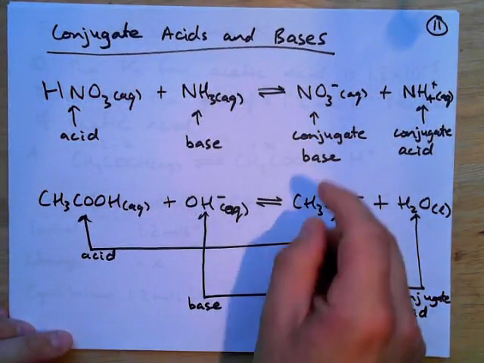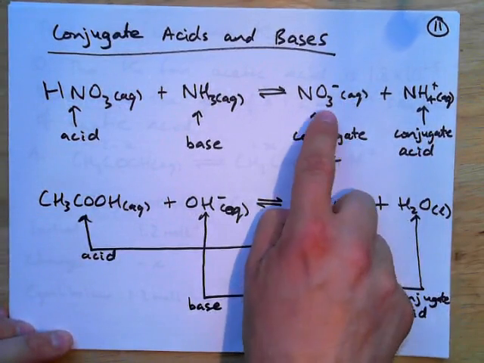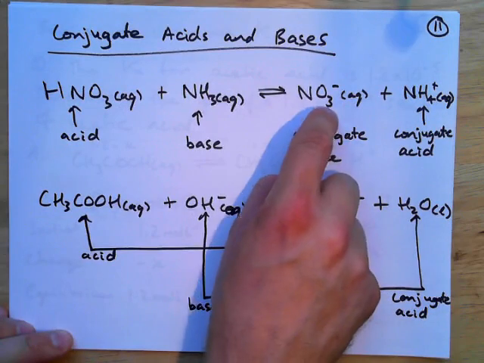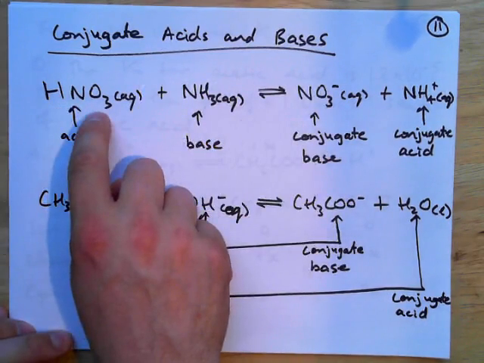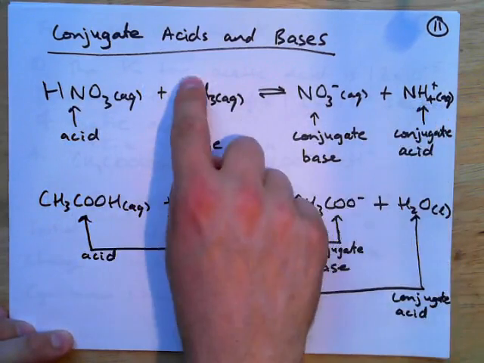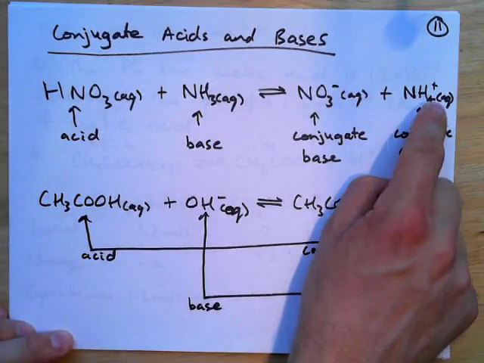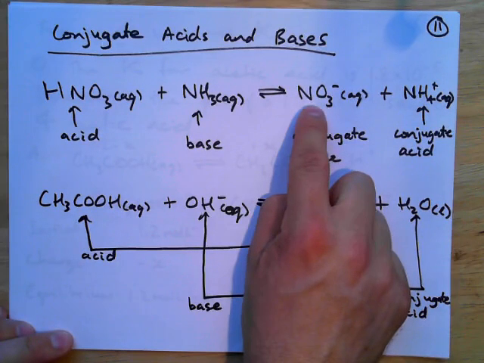So forget the word conjugate for the time being. This NO3 minus is a base, because as it goes across the arrow, it accepts a proton to give you HNO3 again. The NH4 plus, as it goes across, is going to donate an H plus to go back to NH3. So it's about what is going to happen. A lot of people make a mistake here and think this must be the acid because it's already donated the H plus. It's not about what it's already done.